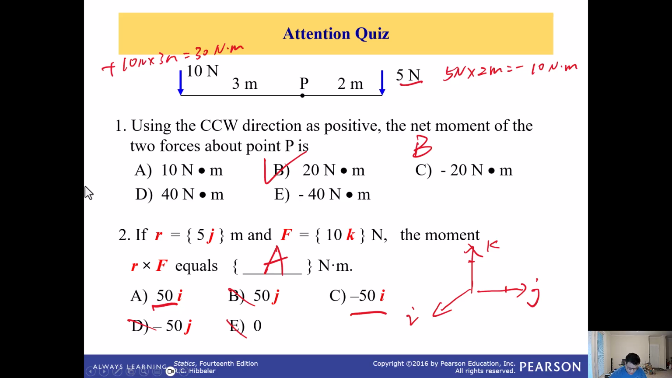Well, that's pretty much for today's lecture. We will talk about the force on an axis from the next lesson.